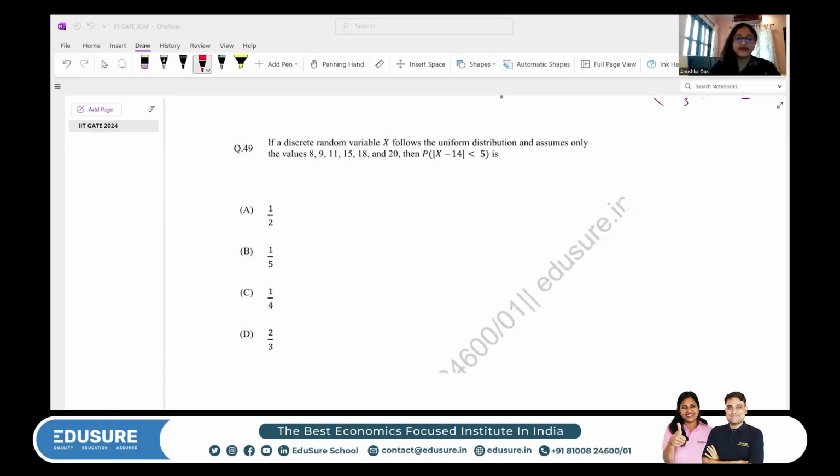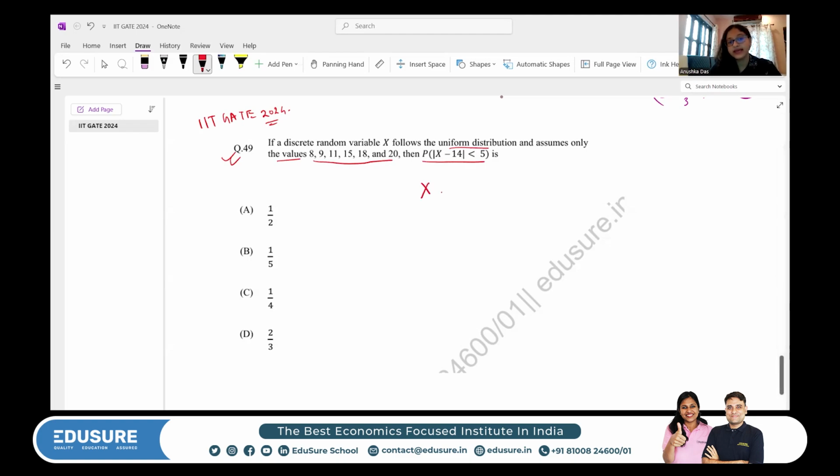Okay. Hi everyone. So let us do question number 49. This is IIT GATE 2024, question number 49. It says if a discrete random variable x follows uniform distribution and assumes only the values 8, 9, 11, 15, 18, and 20, what will be this probability, right?